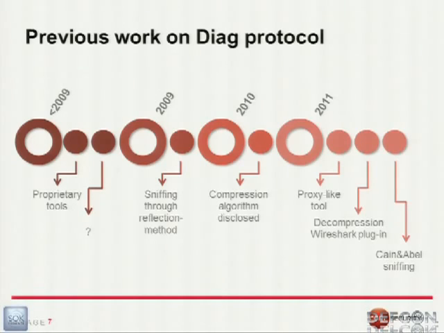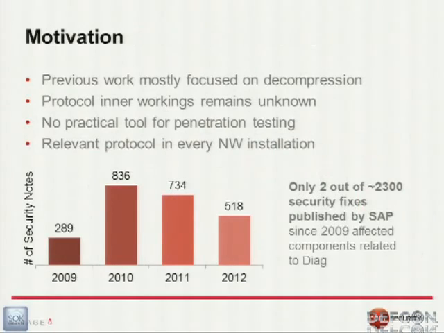More recently, in 2011, there was a lot of work on the protocol. The main one and the most interesting is a proxy-like tool that was released by SensePost. It's a Python application that you can run to proxy communications between the GUI and the application server. Additionally, the compression plugin for Wireshark was also released, and some sniffing capabilities were added to Cain and Abel to also get credentials.